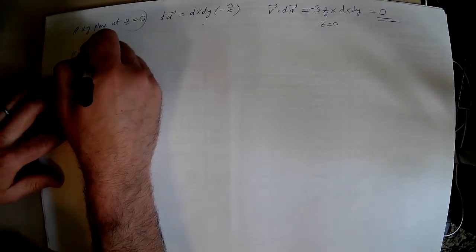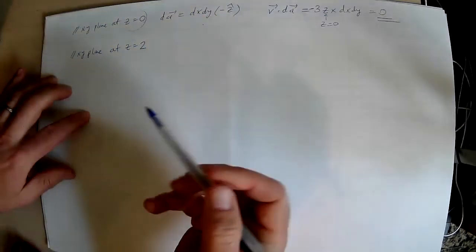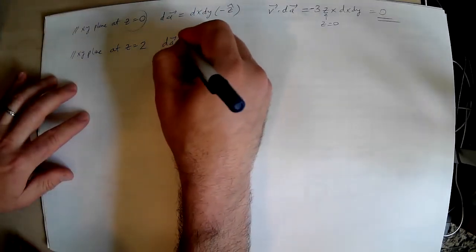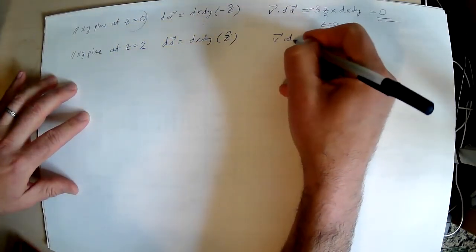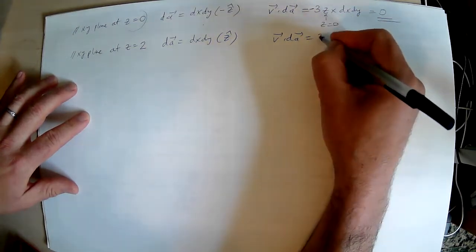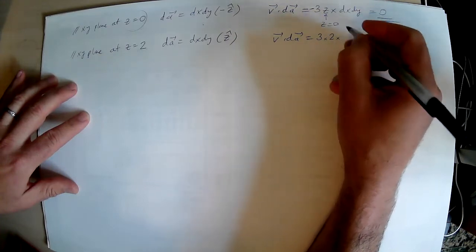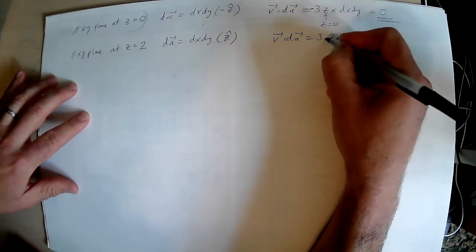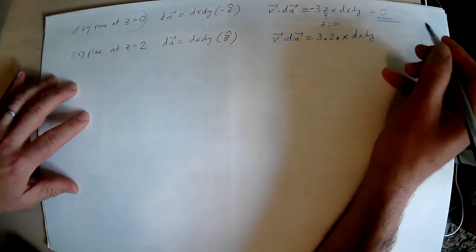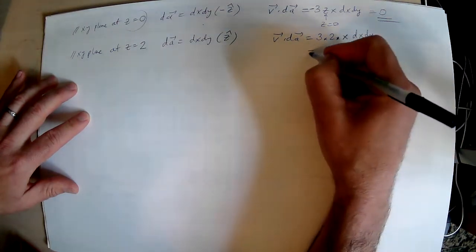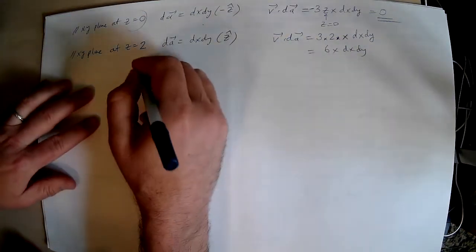So parallel to xy plane, now at z equals 2. Well, that's very similar, just in the opposite direction, right? So dA is dx dy, positive z hat. So v dot dA also will be very similar, except this is positive. Now z is equal to 2, so I'm going to replace z with 2: 3 times 2 times x, dx dy. That's basically it. So it's 6x dx dy. So that's one integral I need to take.